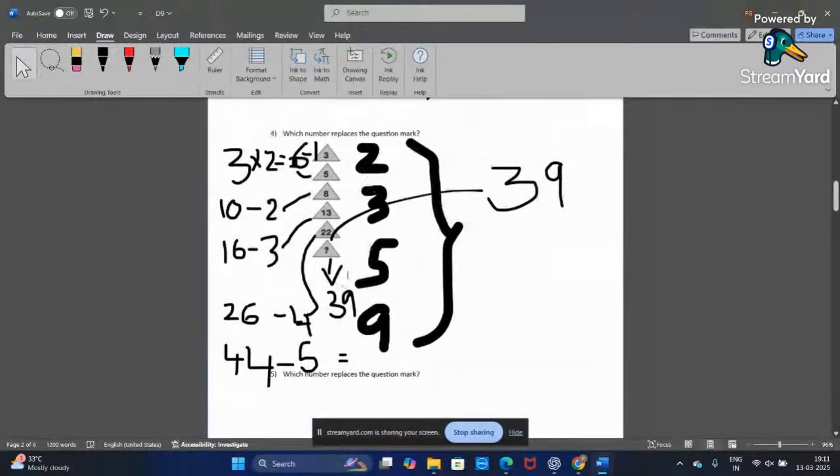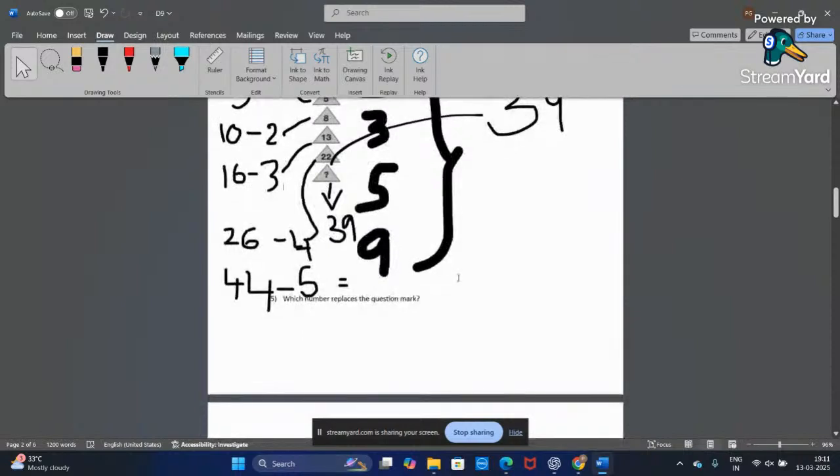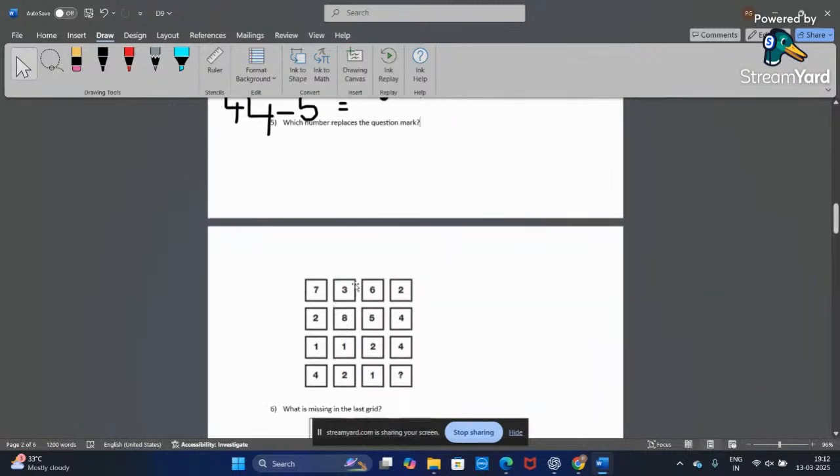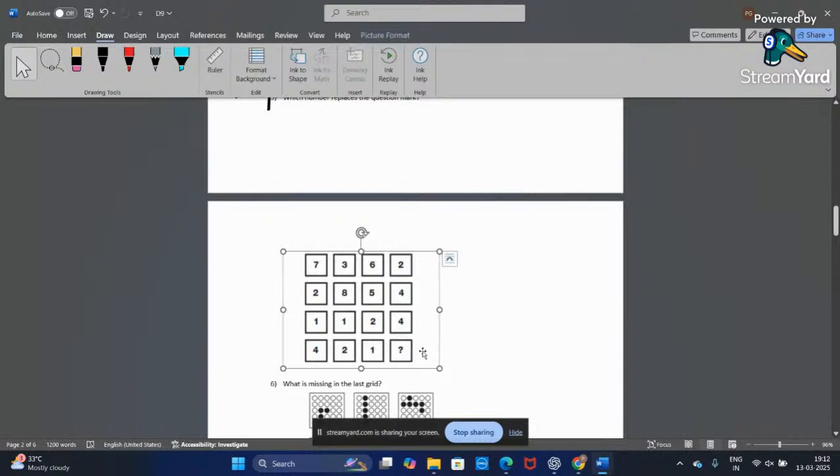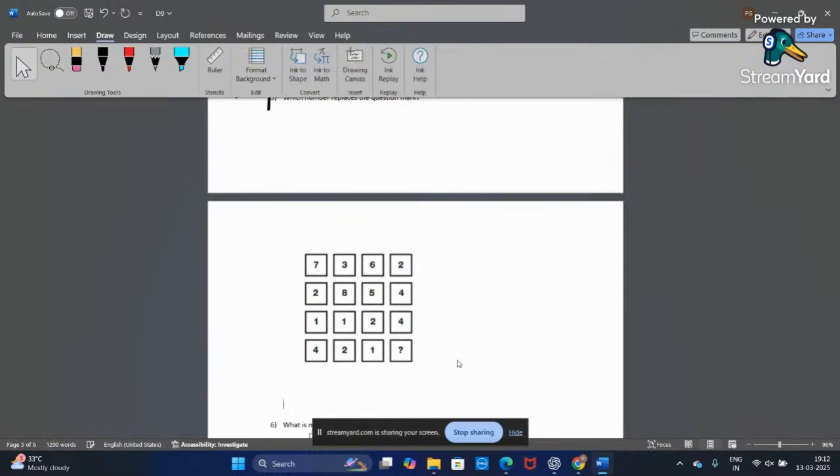Clear, right? Any doubt in this? First, we need to analyze the logic behind this. Then we need to try every possible way to find the answer. Which number replaces the question mark? Here it is the question mark. We have to find out which number will replace this box, this question mark. Analyze in every possible way and answer the problem.